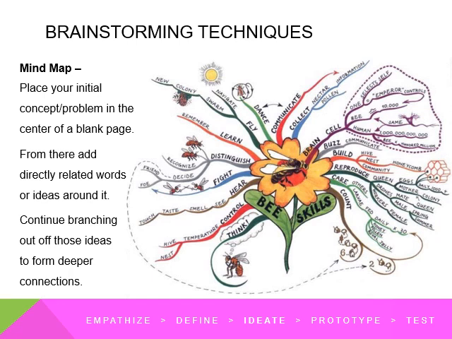Next one is a mind map. This is a really pretty mind map example, but it's really just a place where you put your initial problem or concept in the center of the page, and then you start writing words around it. It's sort of like the brain dump, except now you're trying to think past each level of word.